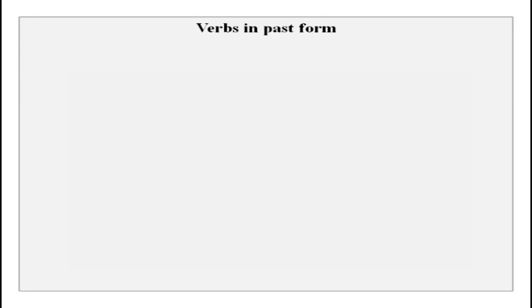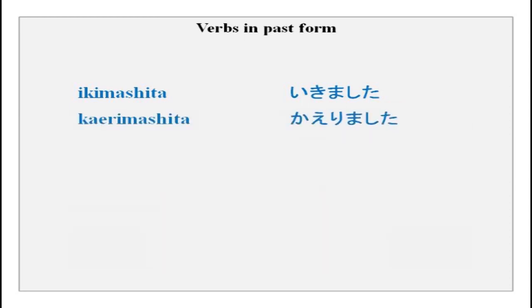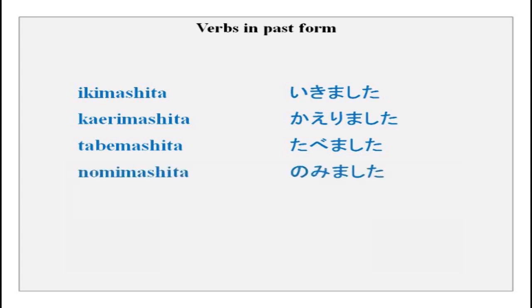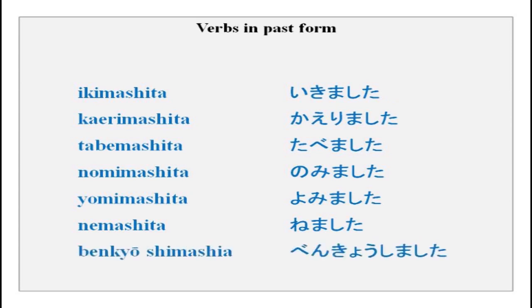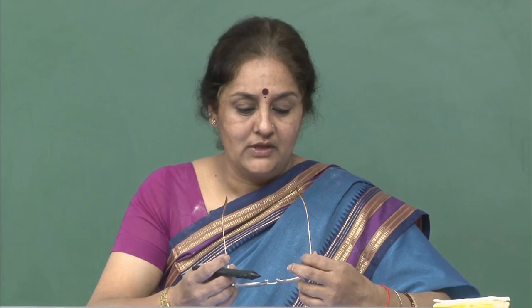Well, you could practice the verbs with me over here. Ikimashita. Kaerimashita. Tabemashita. Nomimashita. Yomimashita. Nemashita. Benkyoshimashita. All the verbs that you have done in mas form and masen form, you can now practice those in mashita form.